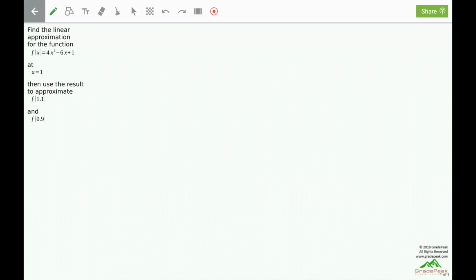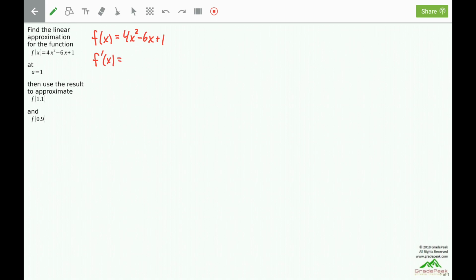Find the linear approximation for the function f of x equals 4x squared minus 6x plus 1 at a equals 1. Then use the result to approximate f of 1.1 and f of 0.9. The linear approximation makes use of the function f of x, 4x squared minus 6x plus 1, as well as the derivative f prime of x.